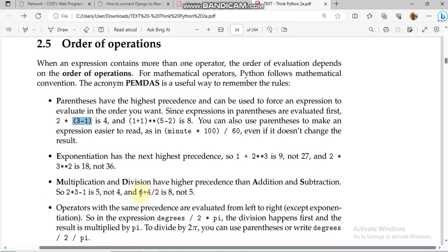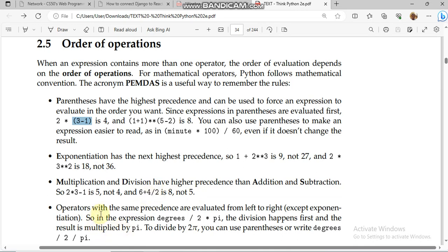Then here I can also have 6 plus 4 divided by 2. Then this will work with 4 divided by 2 because division has higher precedence over addition. 4 divided by 2 will give 2. Then 6 plus 2 will now return 8 and not 5, which you would get by saying 6 plus 4, 10, divided by 2.